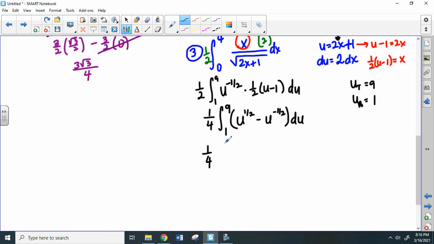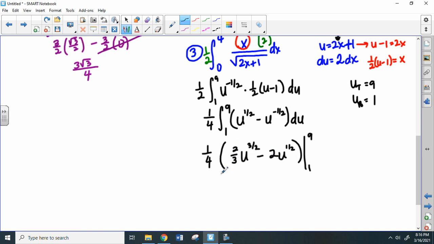All right, so we're going to keep the 1/4. We're going to integrate by adding a power, dividing by the new power, adding a power, dividing by the new power. But again, instead of plus c, we're going to put our bounds. And because we changed our bounds to be values of u, we do not have to plug the 2x plus 1 back in. Okay, so that actually makes it really nice. All right, so I'm going to distribute my 1/4 and plug in my bounds at the same time. So I know that's a lot.